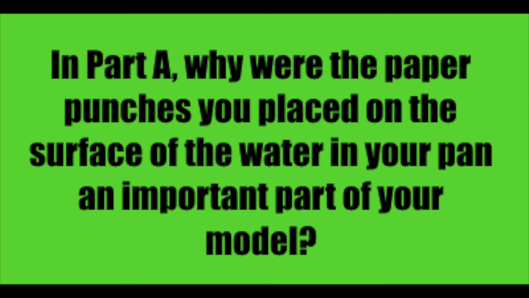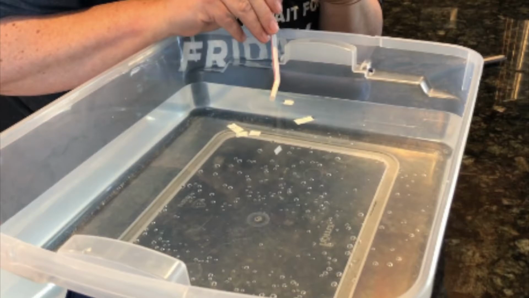So now we're looking at the analysis questions, and for number 1, it's asking you to determine why the paper punches you placed on the surface of the water in your pan were an important part of your model. The paper punches allowed me to observe how the water moved when I blew across its surface.